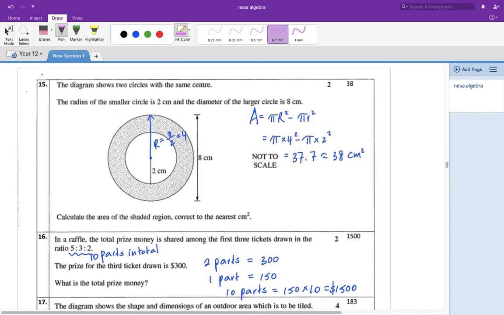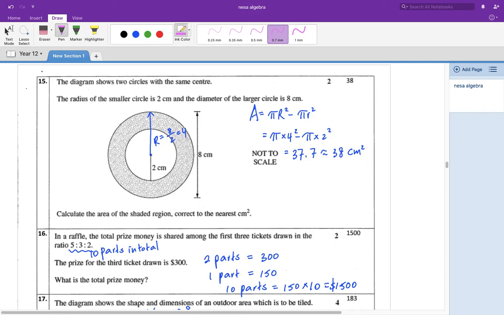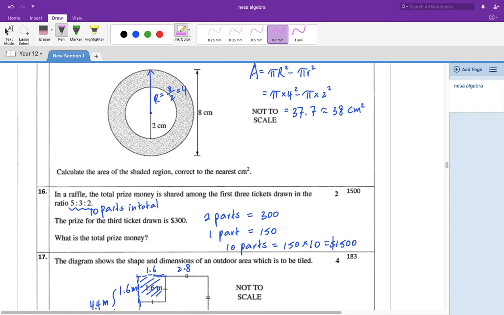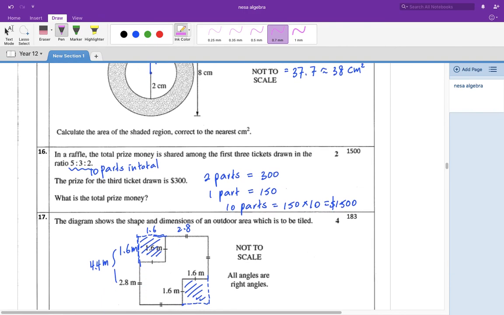Alright, question 15, just the big one minus the small one. Question 16 was in your final exam, so half yearly.